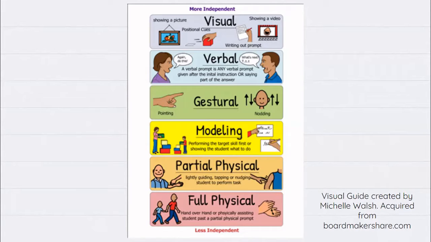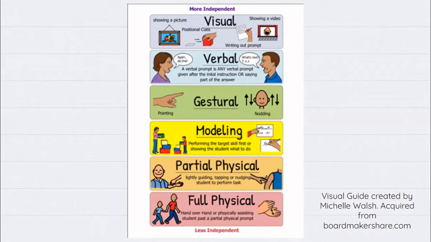This visual guide is called a prompt hierarchy. It describes the 6 general types of prompting from most to least independent. A student receiving just a visual prompt is the most independent, where a student receiving a full physical prompt comparatively has the least independence. A visual prompt includes showing a picture or video, writing out directions, or arranging items for proximity, such as putting the toothpaste next to the toothbrush. A verbal prompt is given after the initial instruction, like repeating the directions, or saying part of the answer or breaking down the directions verbally.